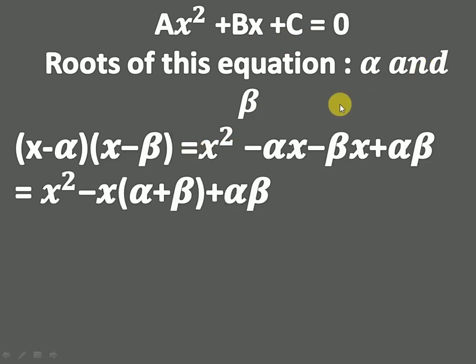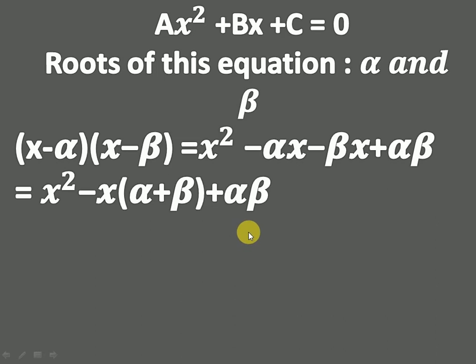Alpha and beta roots can actually be manipulated to form this equation: x minus alpha multiplied by x minus beta. After expansion, we'll be left with this equation: x squared minus x multiplied by alpha plus beta, plus your constant alpha beta. Now, let's compare this equation with this equation. Take a few moments to think, what's the difference between these two equations?